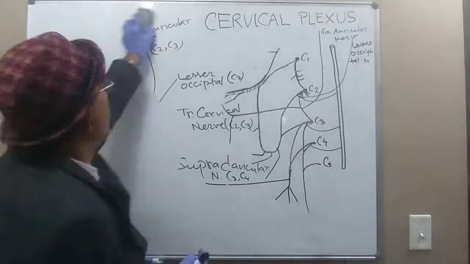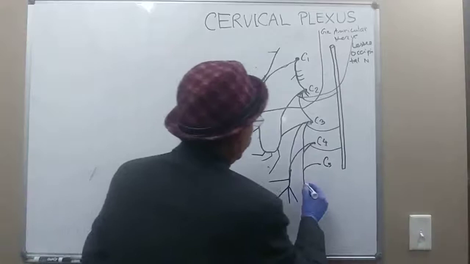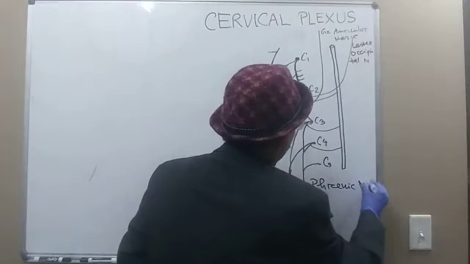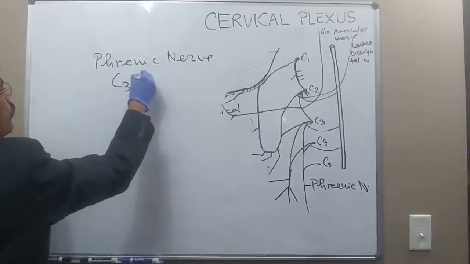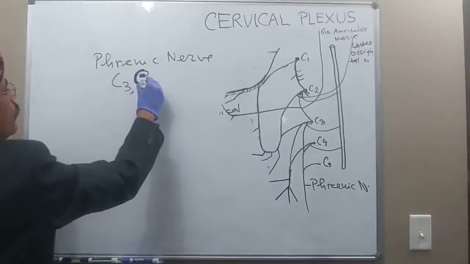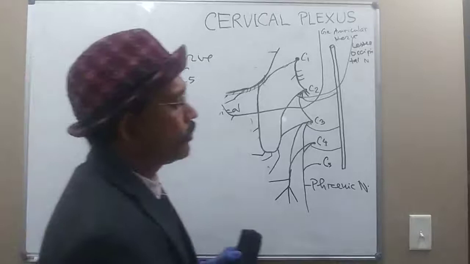Okay, we got that. Then we get another important nerve that is called the phrenic nerve. Its root value is C3, C4, and C5. Sometimes C5 has a very big contribution.